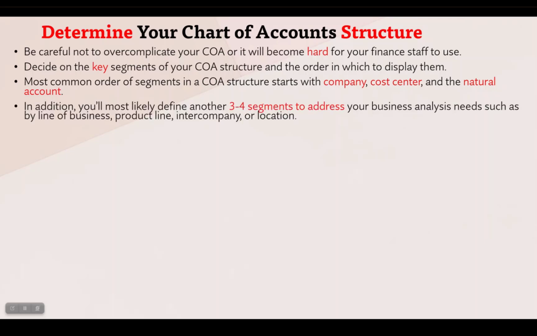Also, you most likely define another three or four segments to address your needs. So at least these three. After that, you can add whatever segments cover your business needs. For example, I may need to add another segment for intercompany, another two segments as future one and future two, and another segment for line of business. It's okay, it's up to your business needs.